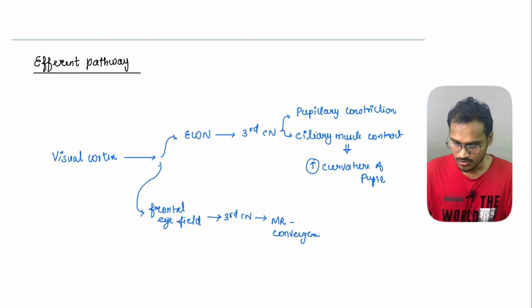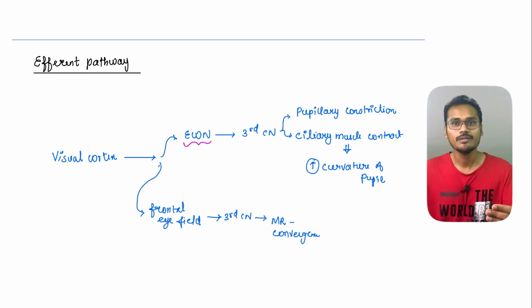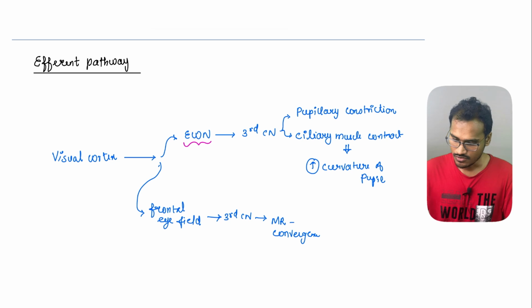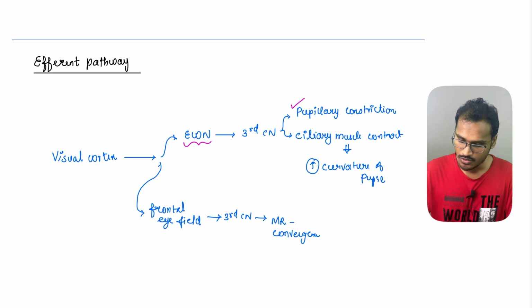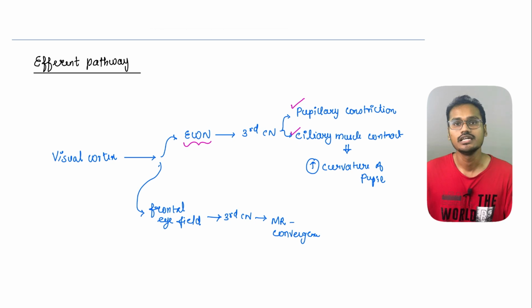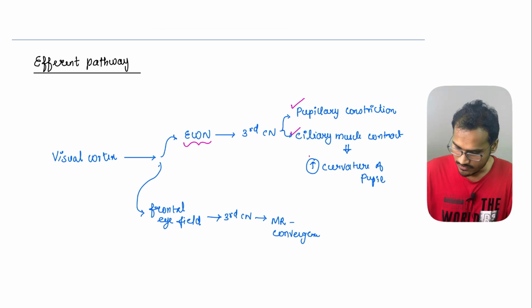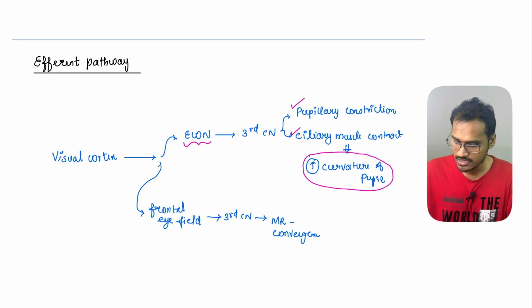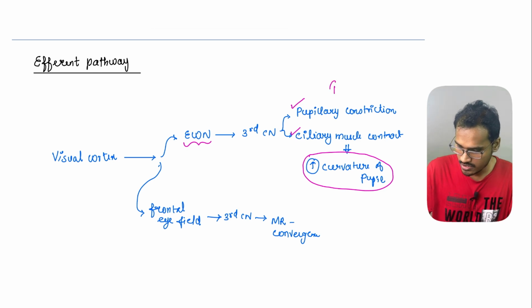And from the visual cortex, I need efferents for all these 3 actions. So first one, it is going to go for the Edinger-Westphal nucleus. What is the function of Edinger-Westphal nucleus? Just now we saw it is going to cause constriction of the pupil, as well as it is going to cause the ciliary muscle contraction, which will help in increase in the curvature of the lens. So both these actions are done from the Edinger-Westphal nucleus only. So pupillary constriction is done. Increase in curvature of the lens is done.